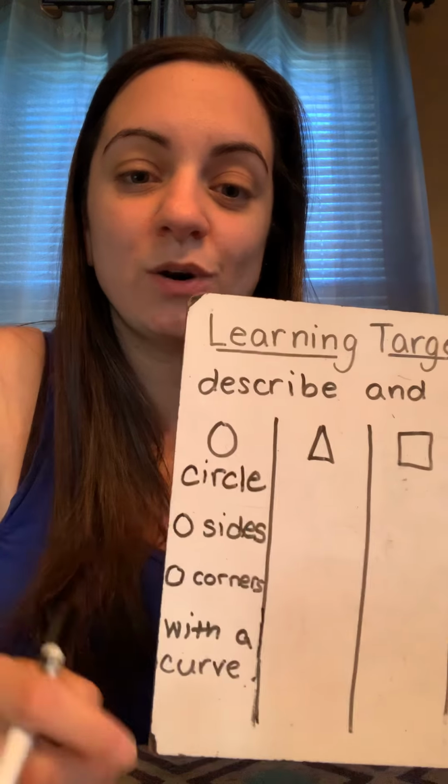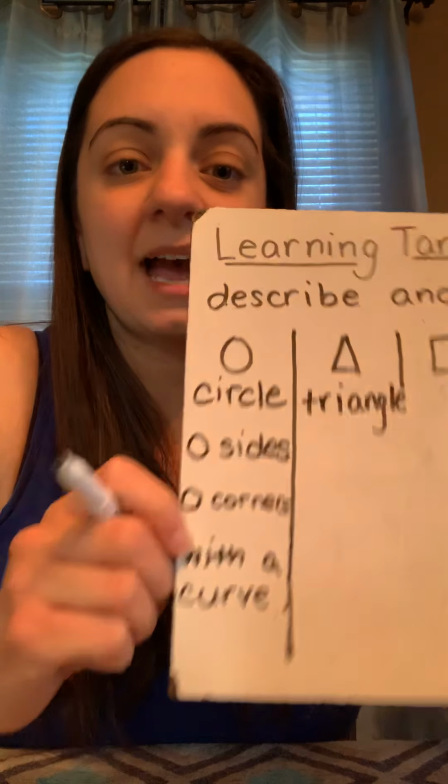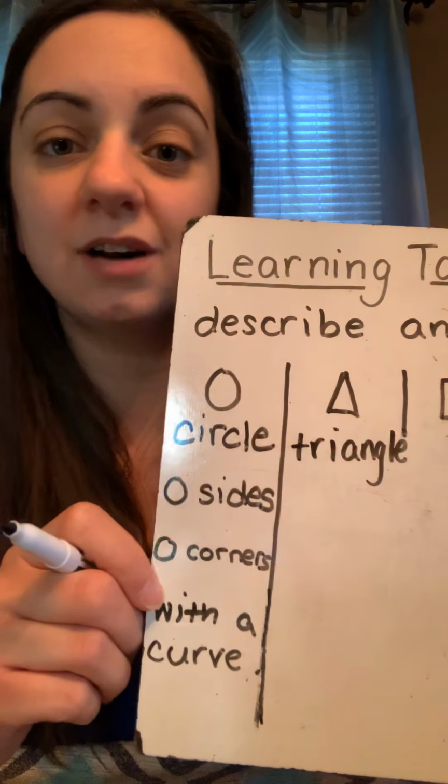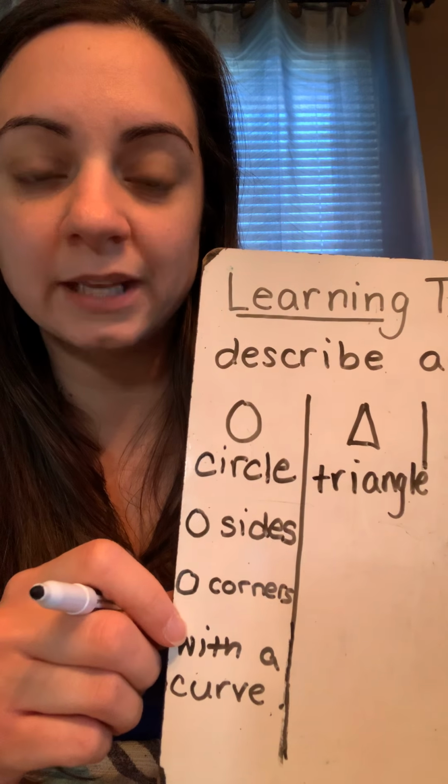What do we call that shape? What's the name of that shape? That's right, it's a triangle. So I'm going to write triangle here. Triangle. Let's look at the triangle. How many sides does the triangle have? Well, let's count them.